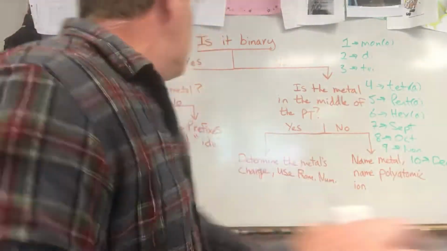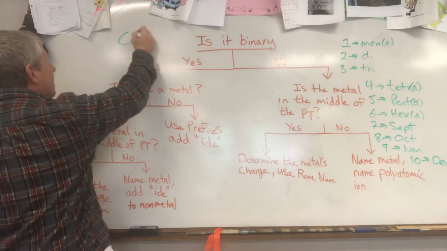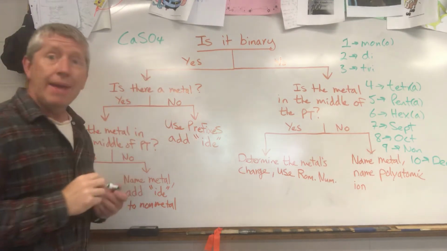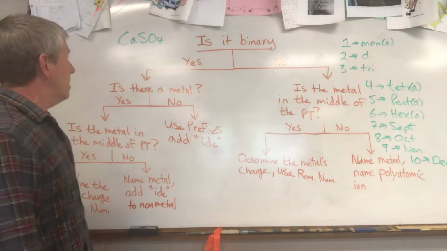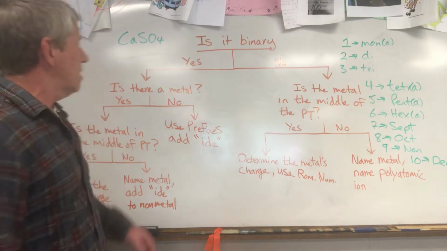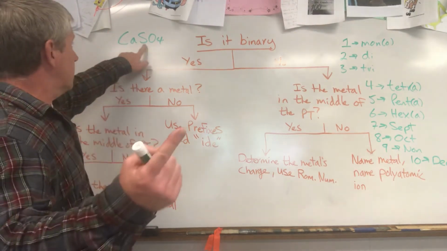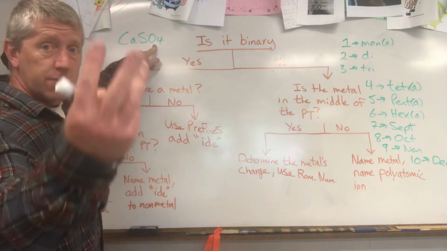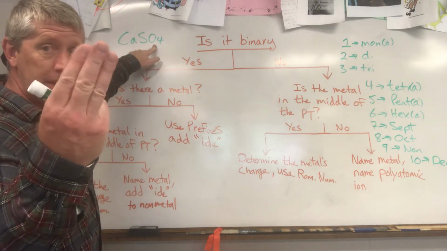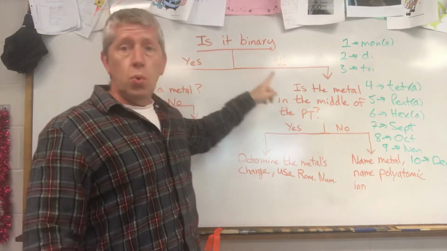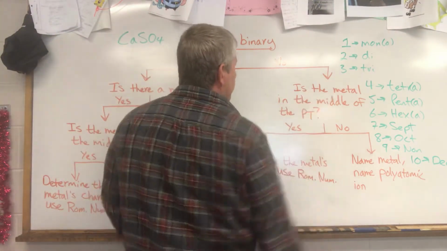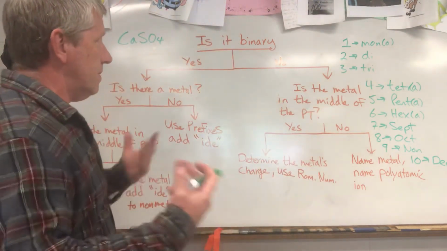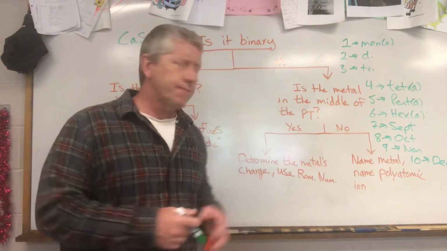Number four. CaSO4. Ca, I'll write it up here. CaSO4. Name it. First thing, is it binary? No. What? How is it not binary? Calcium, there's one element. Sulfur, there's two elements. Oxygen, there's three elements. That's not binary. It's trinary. So is it binary? The answer is no. Ooh, we're going to the right side of the chart this time. Nice. Okay. There will be a metal with it. If it's not binary, you're going to have a metal.